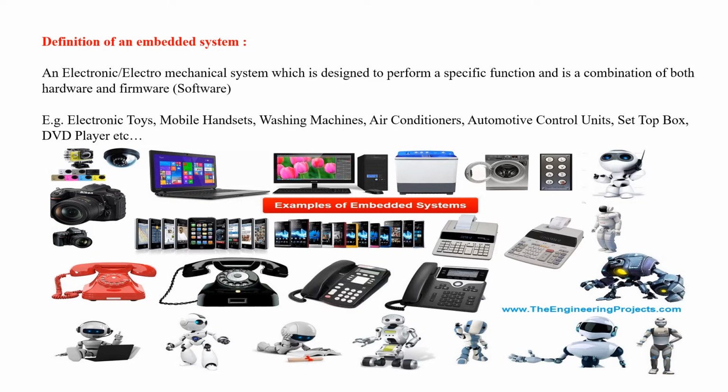Embedded system is an electronic or electromechanical system which is designed to perform a specific function and is a combination of both hardware and software. Embedded system examples are electronic toys, mobile handsets, washing machines, air conditioners, automotive control units, set-top box, DVD players, etc., which are used in day-to-day life.